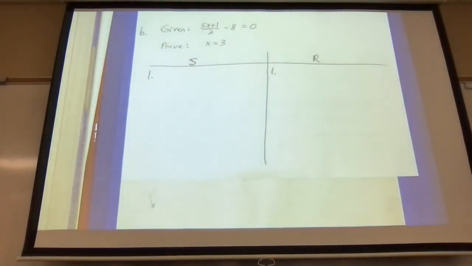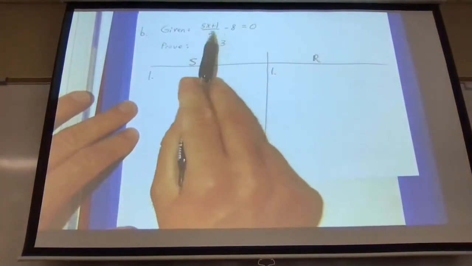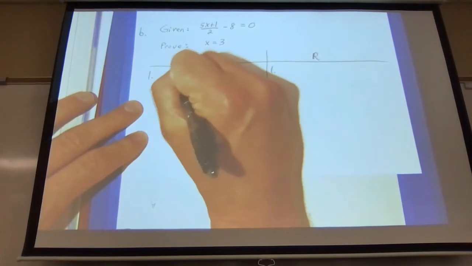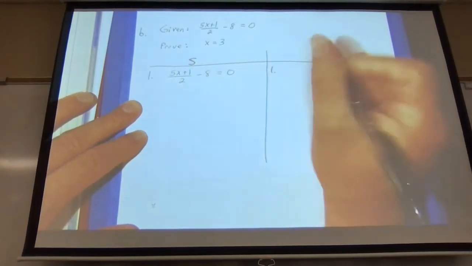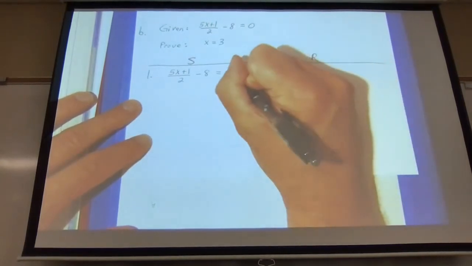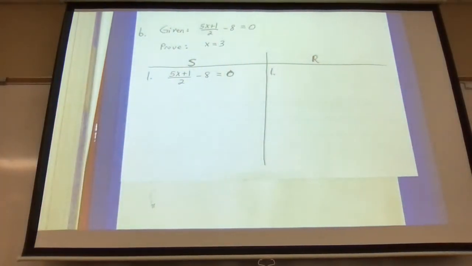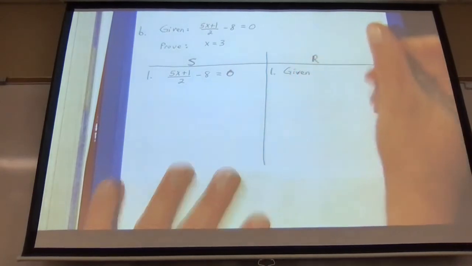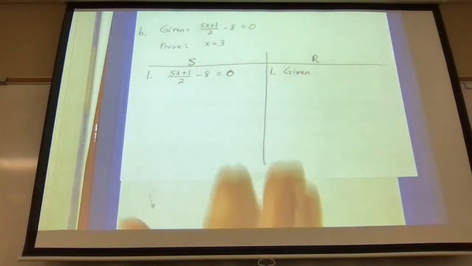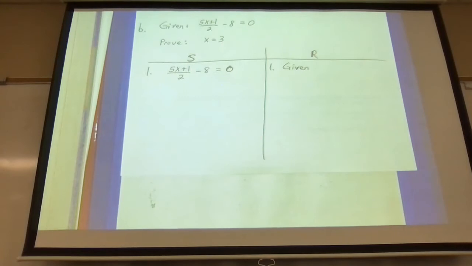Let's go to step 1. First step on a proof, what's it always going to be? Start with that given. Given is 5x plus 1 over 2 minus 8 equals 0. What's my reason for that going to be? That's given to us. So no matter how difficult the proof is, you should always be able to get step number 1. Put the given in there. That's your first step.